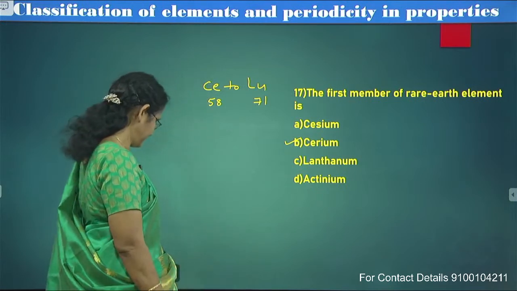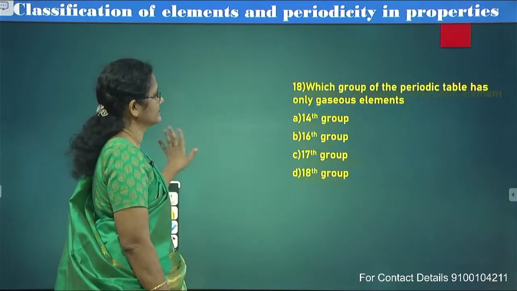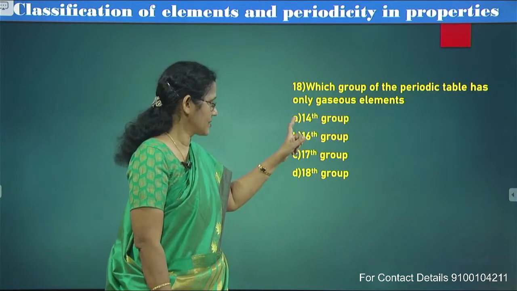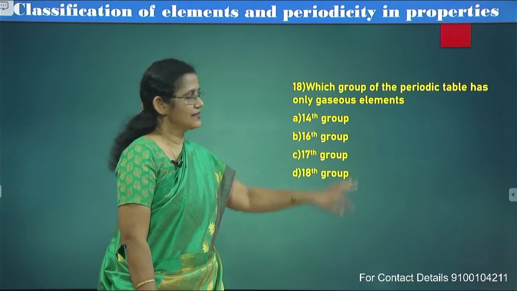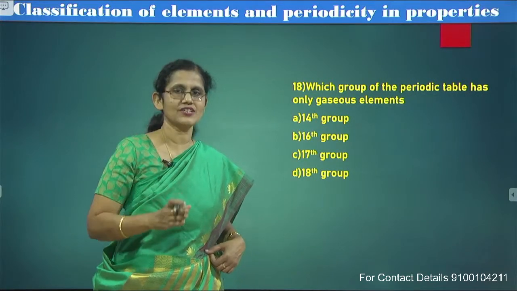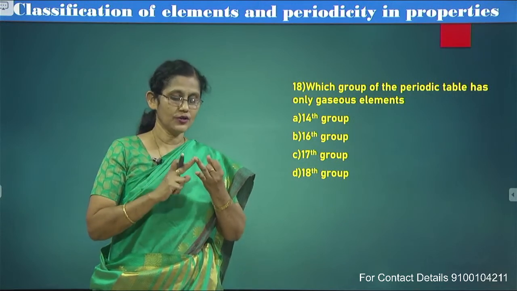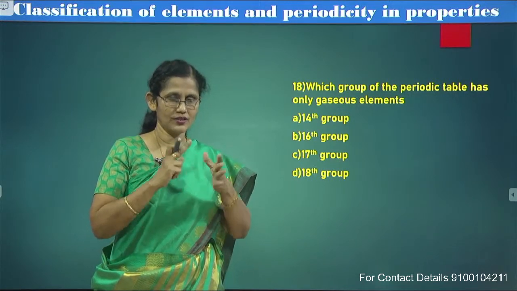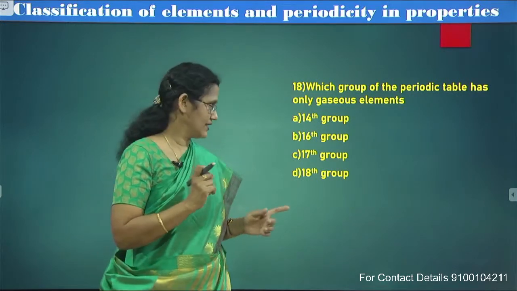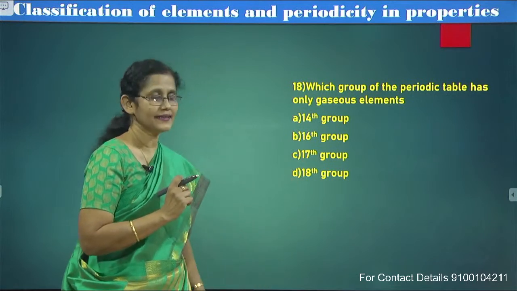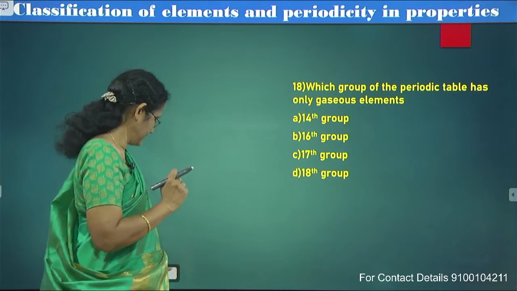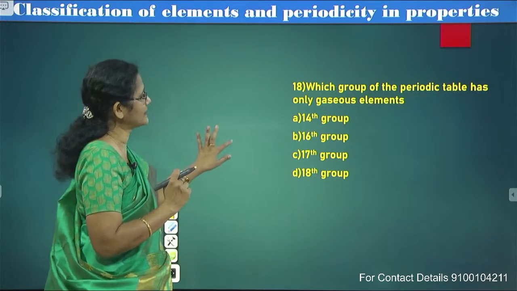We are doing some worksheet questions. Observe here. Which group of the periodic table has only gaseous elements? The 18th group has only gaseous elements: helium, neon, argon, krypton, xenon, radon. So, the 18th group, or 8th group, 0 group. So, the 18th group, option D should be correct.